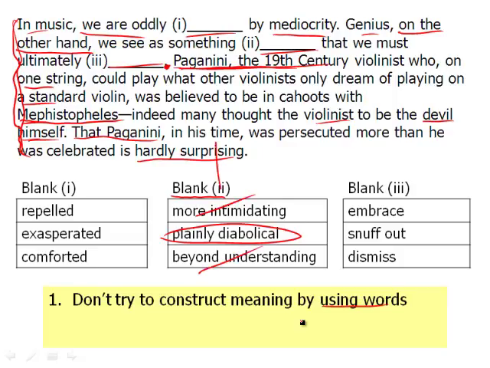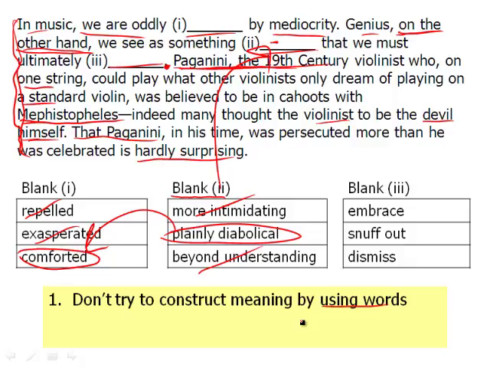And now that we know what's in the second blank, we can use that to inform our understanding of the other blanks. So in music, we're oddly blank by mediocrity. On the other hand, genius we see as something very negative and unsettling and devilish. So what is mediocrity then? Well, it's definitely not threatening and satanic the way genius is. So therefore, we're oddly not necessarily repelled. It seems that we're threatened and somewhat repelled by this genius. Exasperated means annoyed, and that's not definitely or necessarily an opposite of plainly diabolical, but you see that comforted it is. And again, on the other hand, allows us to see that contrast. So we have satanic or devilish, whereas mediocrity is something we find comforting. It doesn't really threaten us.